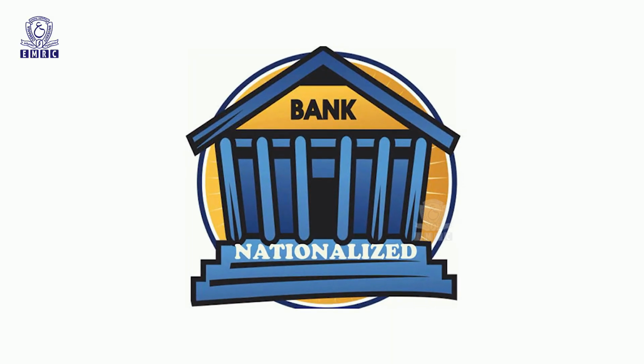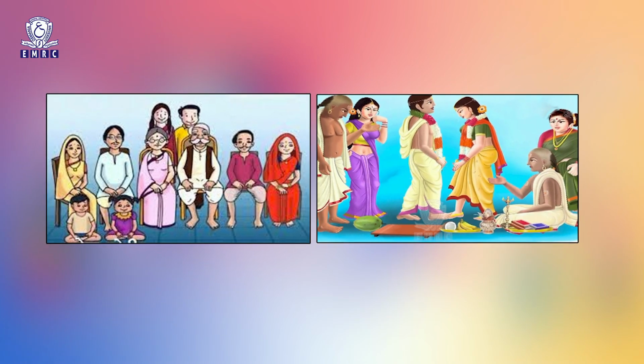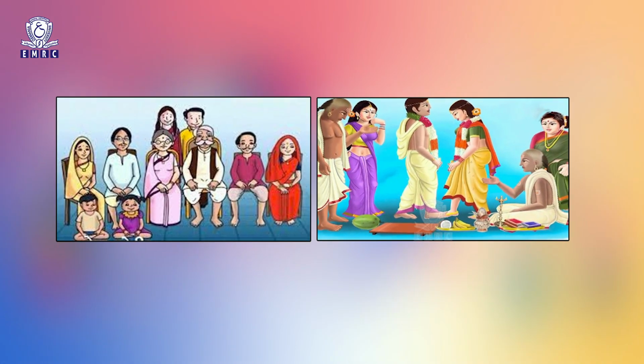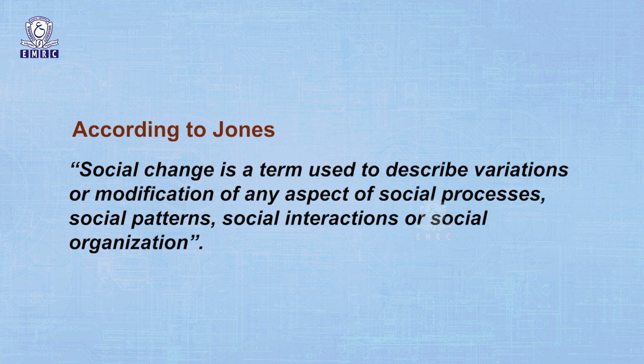Total change hardly ever happens. A few aspects of family system or marriage system or caste system etc. may change, but we never find a total change in any of these social systems. Social change is thus always mostly partial. Social change is natural for every society, and even if any society makes any attempt to stall social change, that shall be an impossible task.